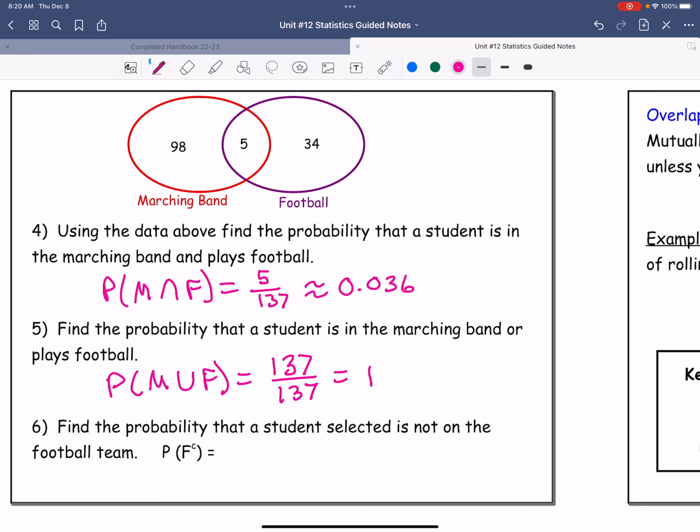Find the probability that a student selected is not on the football team. So this is a complement. So the probability of not on the football team would be only the marching band and not in both. So that is 98 out of 137, which is 0.715.